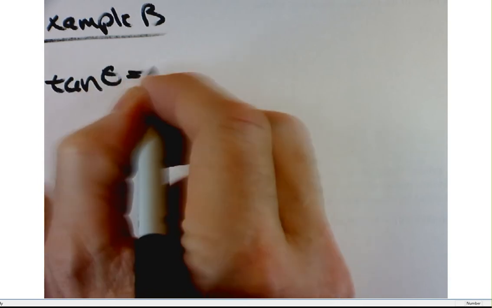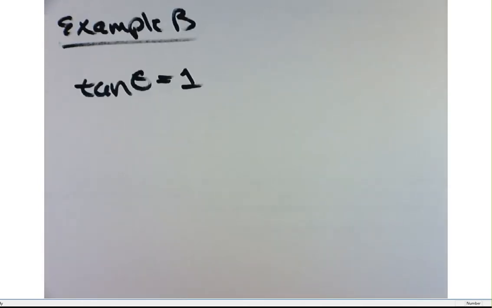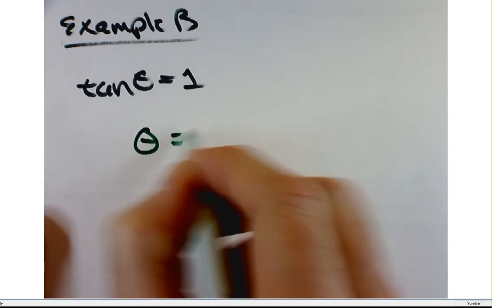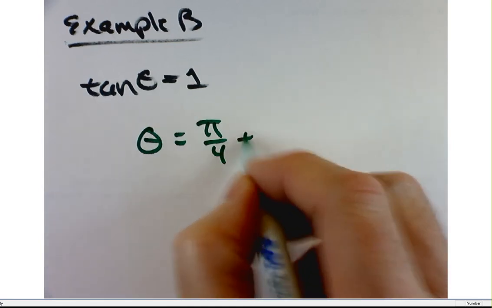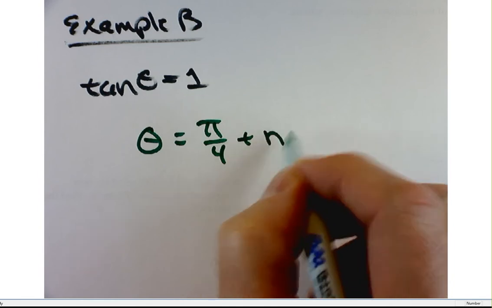We're going to find the tangent of theta equal to 1. So I'll call this example B. Tangent of theta equals 1. Well, I know where the first one occurs. Theta equals pi over 4. We know that. But unlike our values for sine and cosine, tangent repeats itself every pi units. So it'd be plus n pi.